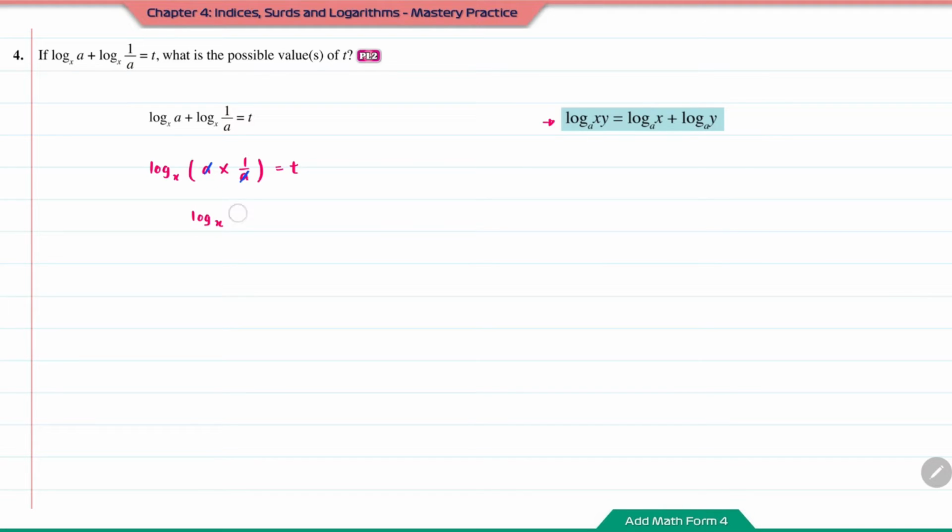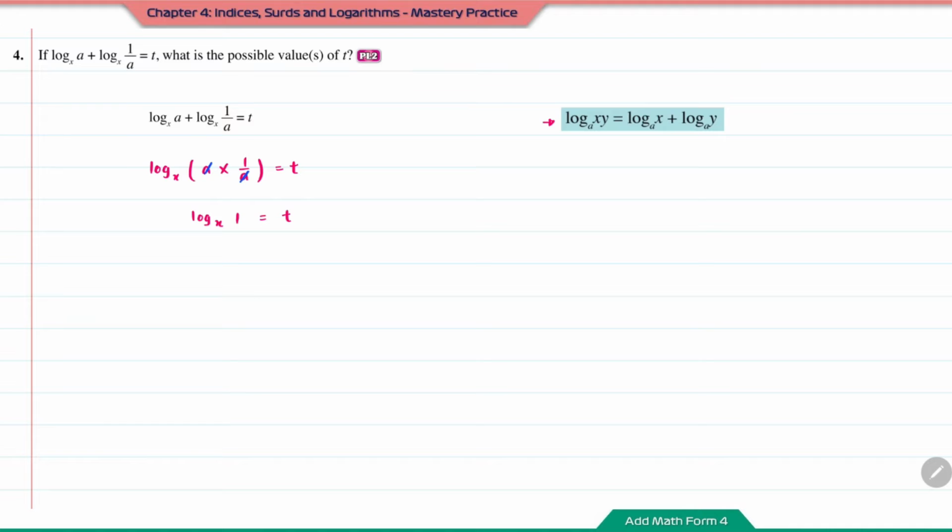Question number 4. If log base x of a plus log base x of 1 over a equal to t, what is the possible value of t? So these two logs here are having the same base. Therefore, refer to the product law. I can write this as log base x of a times 1 over a. So this a and a here, we can simplify it. Therefore, you're going to get log base x of 1 equal to t.